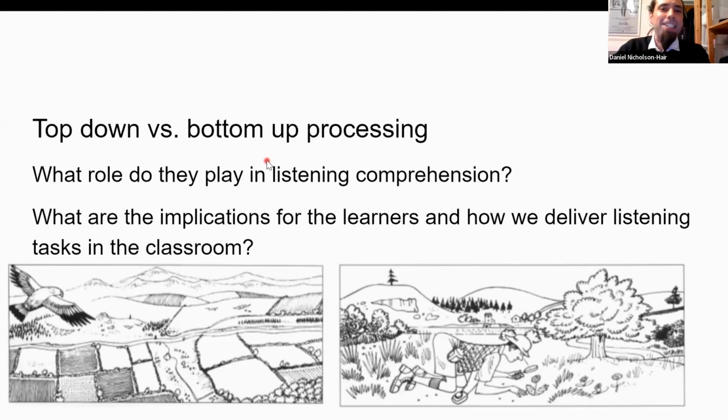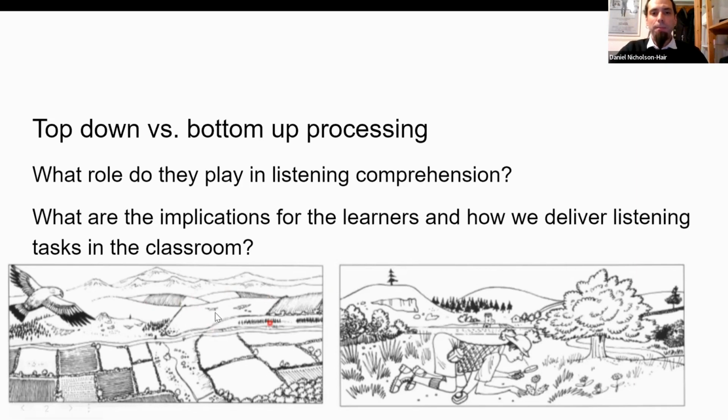So this is useful. What role does this play in listening comprehension? Well, it plays quite a big role. As the bird here is flying over the land, the bird gets an overview of everything. And this is really bringing with you preconceived ideas or understandings of topics. So you come to the listening task with ideas of meaning already, and then you work towards language.